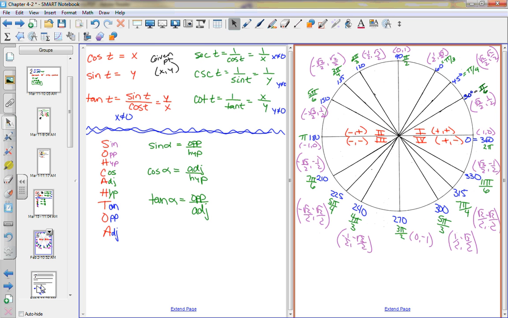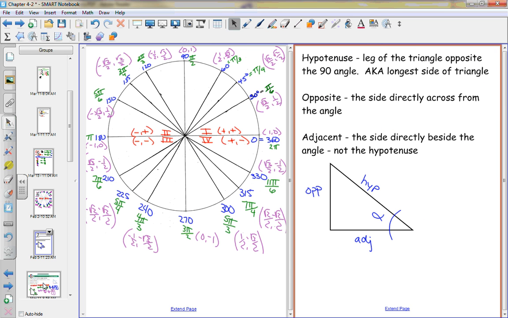Unit circle, we already talked about unit circle. Opposite, hypotenuse, and adjacent. No, I don't expect you to write it down. You should know it already, correct? If I give you this triangle and here's alpha, opposite is directly across from it. Adjacent is directly beside it. Hypotenuse is across from the 90-degree angle.